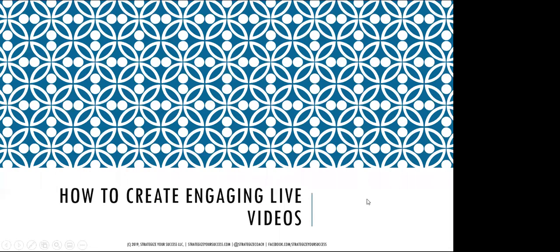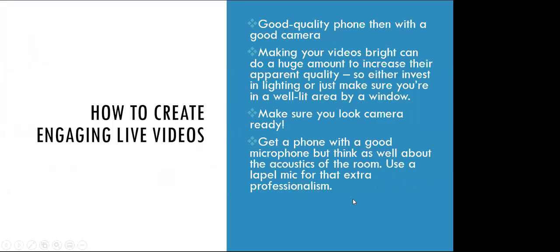Okay. And then how to create engaging live videos. A good quality phone with a good quality camera is important, and with today's smartphones, that's pretty easy. But lighting again plays a factor even when you're going live from your phone. Making your videos bright can do a huge amount to increase the quality of that video. And make sure that you look camera ready. If you don't feel like you look camera ready, let's say you don't feel good that day, then use your phone and do the podcast style live audio that I showed you earlier, because that might be a way for you to still go live.